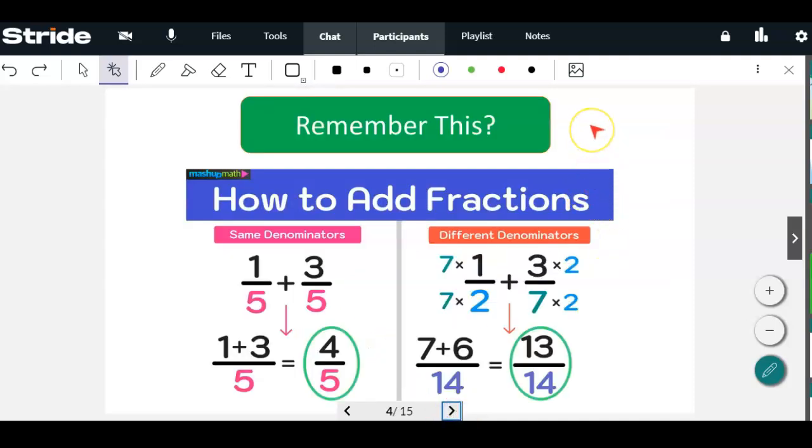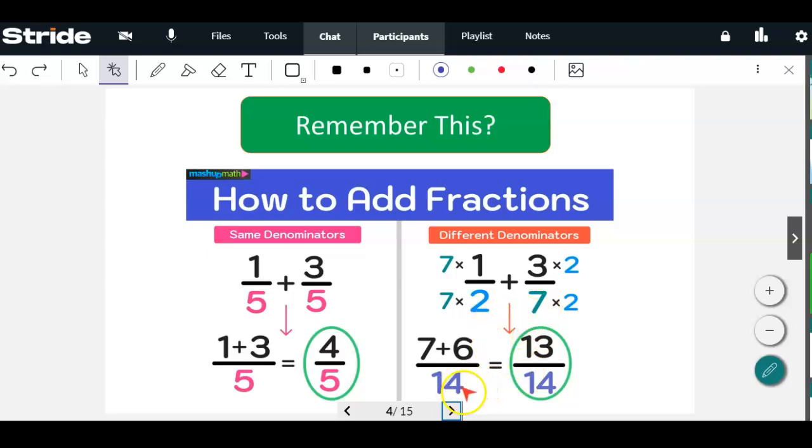All right, so just a review. We're not going to spend a lot of time on this. You should remember this, how to add fractions. If the denominator is the same, you just add straight across. So 1 plus 3 is 4. If you have different denominators, 1/2, 3/7, they have to be the same. So you have to come up with common denominators. So you think of multiples of 2 and 7. What would they have in common? And it ends up being 14.